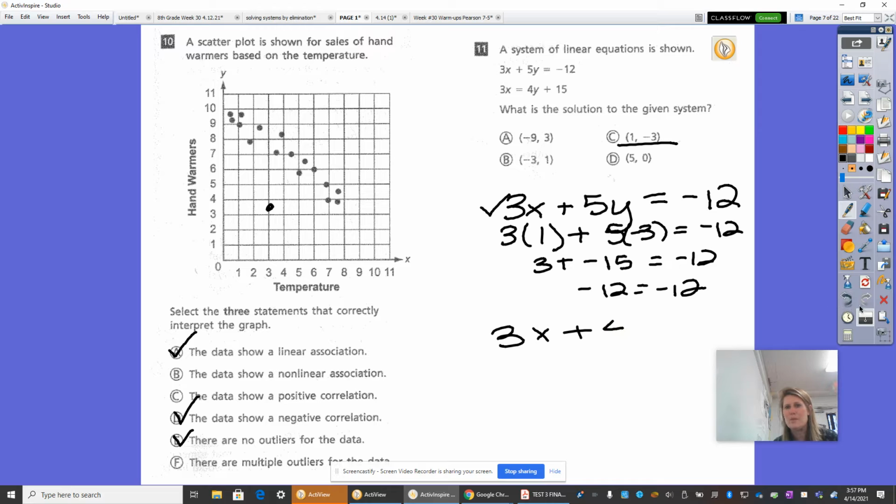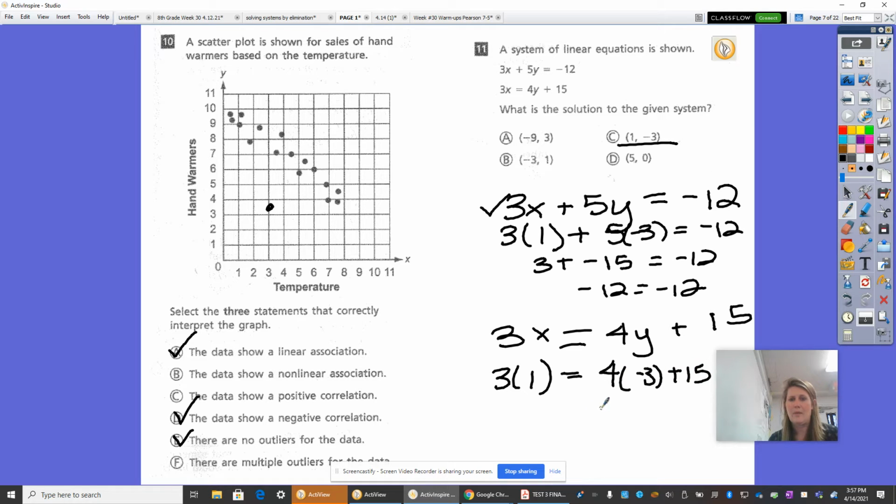3x equals 4y plus 15. Let's plug in those points. So in place of the x, I am going to put a 1. In place of the y, I'm going to put a negative 3. And we get negative 12 plus 15 equals 3, and 3 equals 3. So it works in both these equations with this as your x and this is your y. C is the point that works.